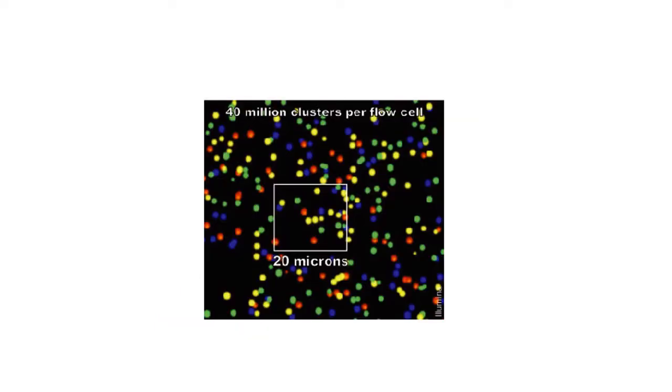So here's a picture of part of an array, and they're telling us that there are 40 million clusters on this particular flow cell. It's kind of astonishing, really.